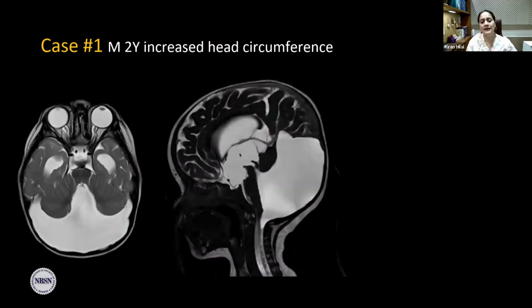So now let's try to solve case number 1 with the help of these questions. This is case number 1. It's a male, 2 years old, presented with increased head circumference. What do you think? What is the diagnosis?